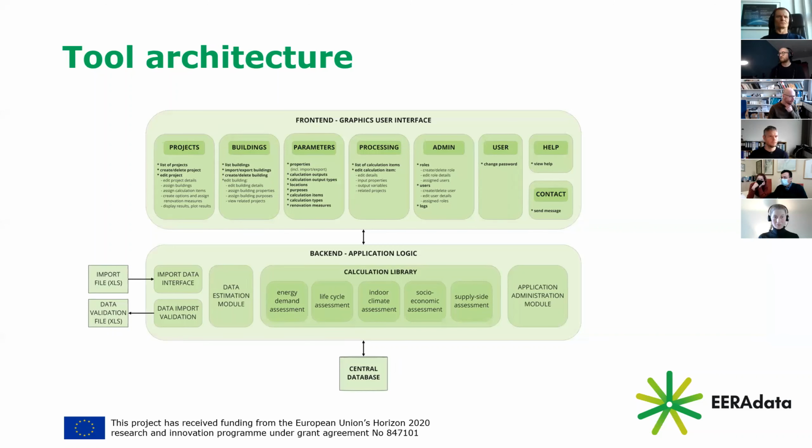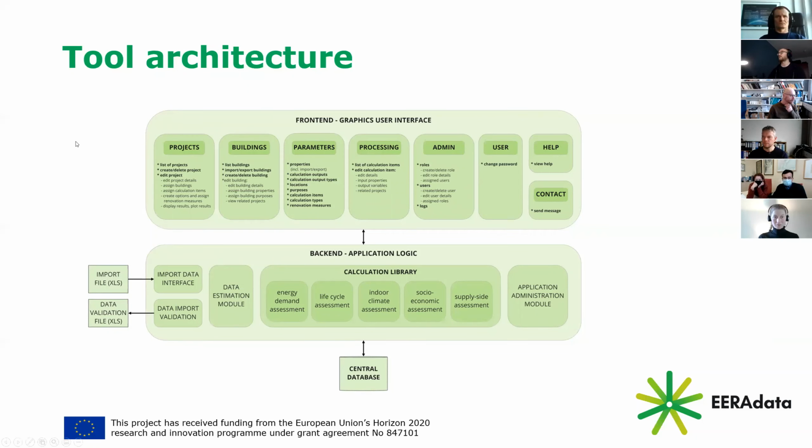The tool architecture consists of, I think, three elements, and they are quite logical. So we have a central database on which all the data is stored. We have a backend application which has all the calculation libraries, a data estimation module, which is giving feedback if data is out of range or within range. We have an input function for building and other data. We have a data validation file.